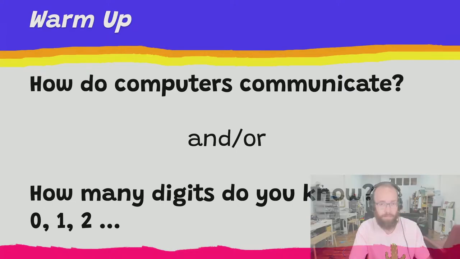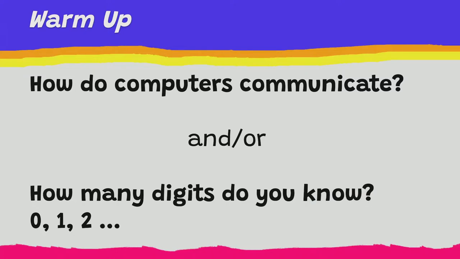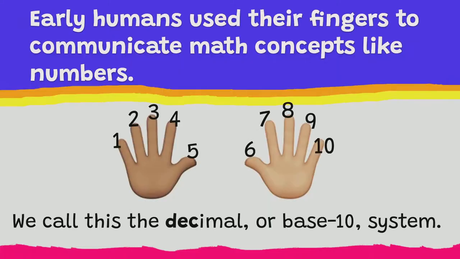Another question you can ask is, how many digits do you know? Kids will say 0, 1, 2, 3, 4, 5. The answer is 10. Hopefully, digits, not numbers. And we're going to go on a bit of a tangent here.